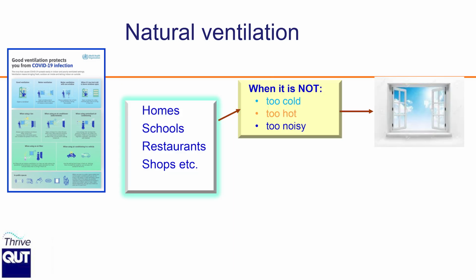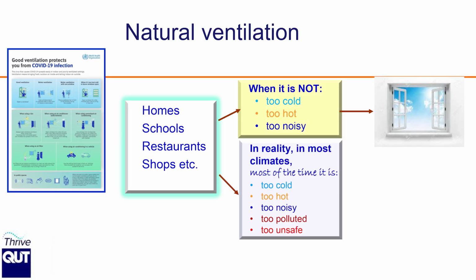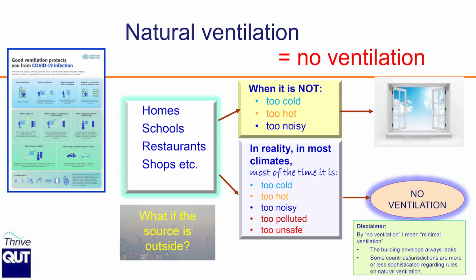But in homes, schools, restaurants, shops, buildings which are not naturally ventilated, when it is not too cold, hot, and so on, indeed, windows are open. But in most climates, most of the time, there is an issue. Too cold, too hot, too noisy, too polluted, too unsafe. Windows are closed, sometimes so well protected against being opened. So basically, there's no ventilation. So natural ventilation in reality is no ventilation.